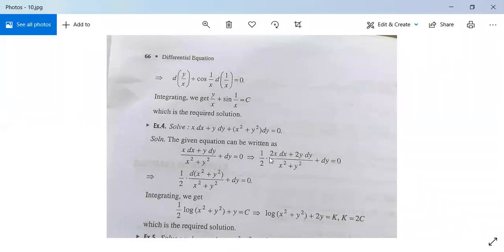Multiply numerator by 2 and divide by 2. So it implies that 1 upon 2 d(x square plus y square) by (x square plus y square) plus dy is equal to 0. When you evaluate this, you will get this one. Integrating it, we get 1 upon 2 log (x square plus y square) plus integration of dy, which is y, is equal to c, where c is a constant of integration. So log (x square plus y square) plus 2y is equal to 2c. We replace 2c by k. So this is our general solution.